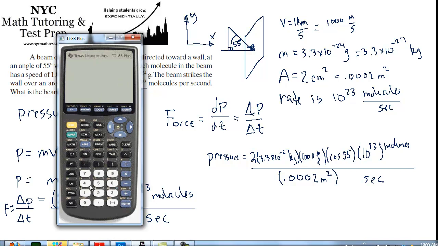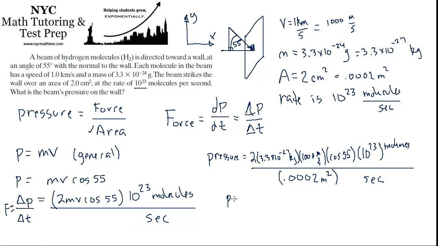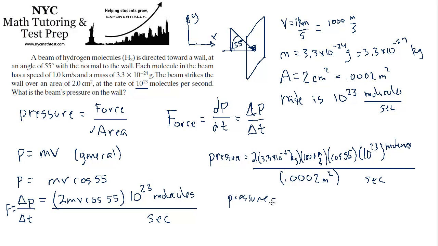So we have 2 times 3.3 times 10 to the negative 27 times 1,000 times cosine 55, make sure your calculator's in degree mode, times 10 to the 23rd divided by 0.0002, and we get pressure equals 1893. Pressure equals 1893. And let's do a units check.